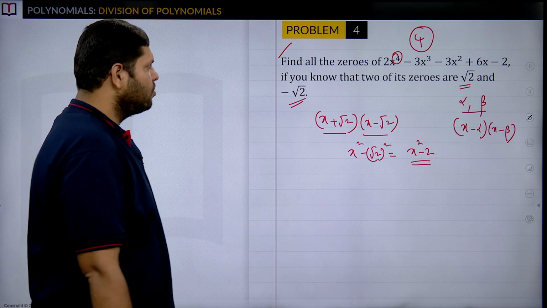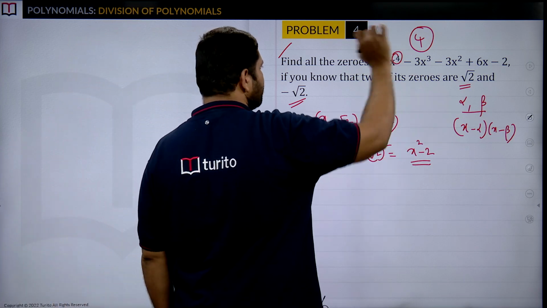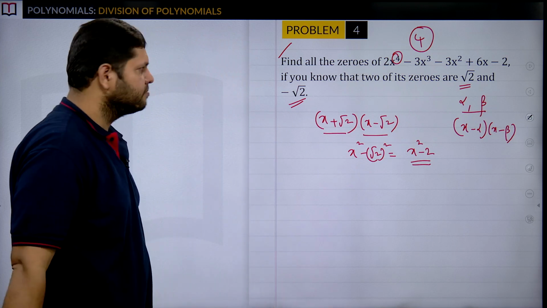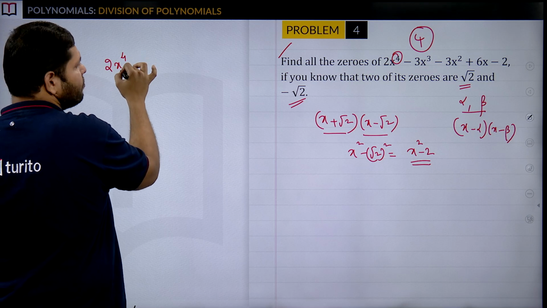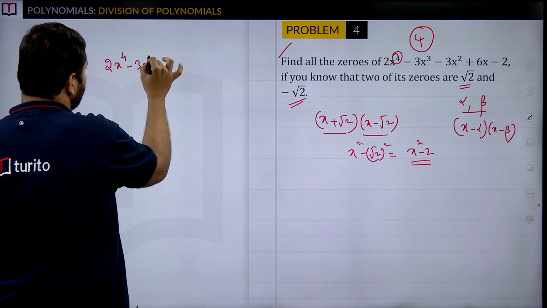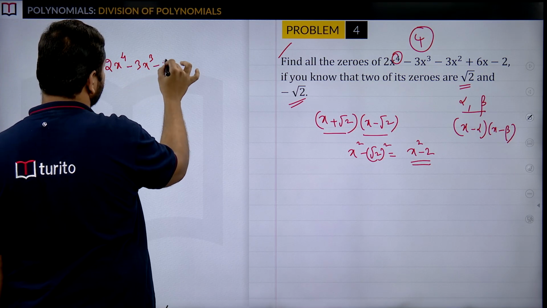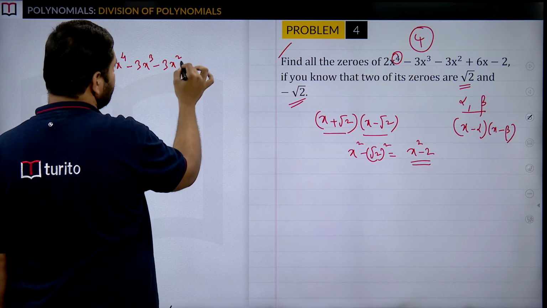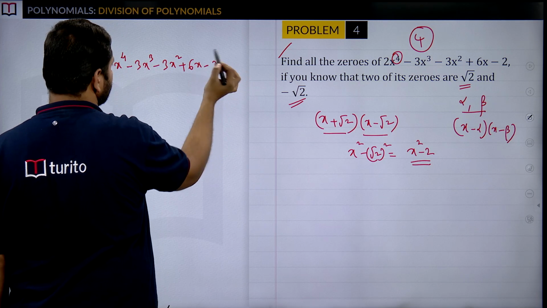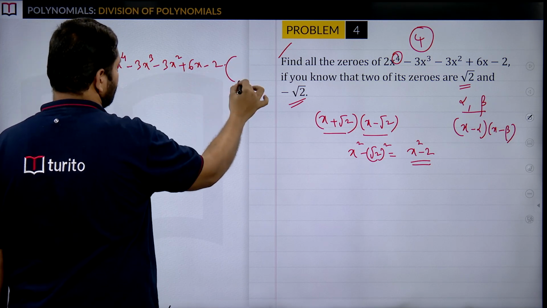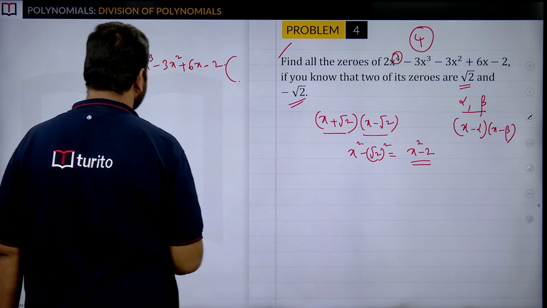Now children, do one thing. Take this quadratic polynomial and divide it into the biquadratic polynomial. Now children, I am writing here 2x power 4 minus 3x power 3 minus 3x square plus 6x minus 2. Now children, what is the quadratic polynomial? x square minus 2.